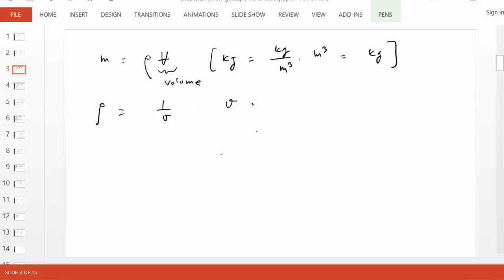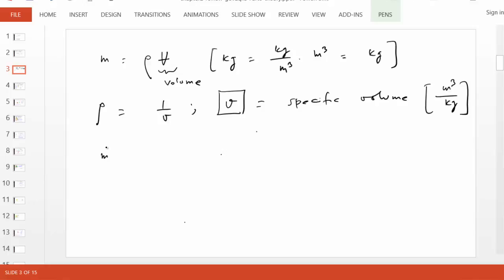What is small v? Specific volume, expressed in meter cube per kg. It's the inverse of density. It's a thermodynamic property. So as far as thermodynamics is concerned, specific volume is a thermodynamic property, versus density.